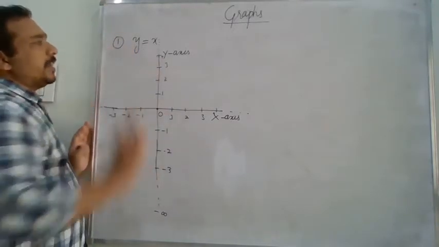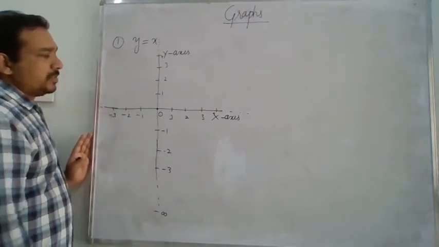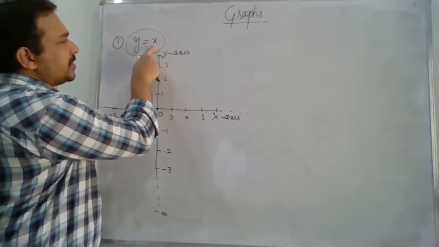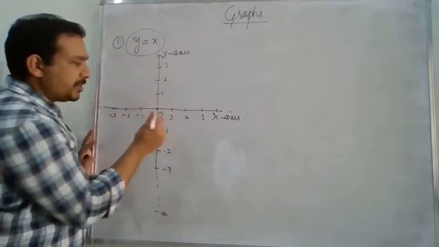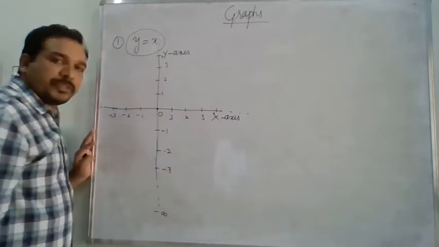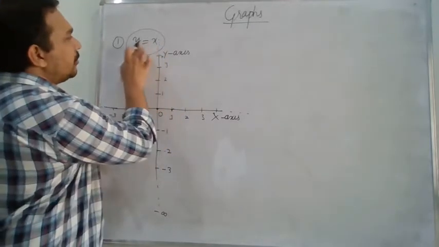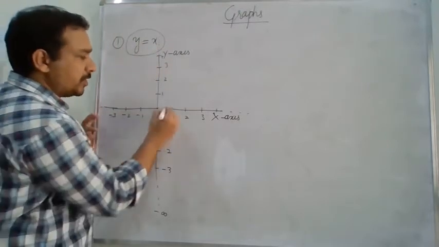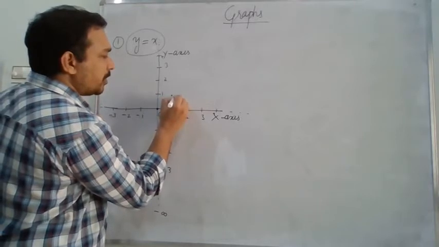Here y is equal to x is a straight line where we have to trace the points. See, if I substitute x equal to 0 inside this, if x is 0, what could be the y value? y is equal to 0. So the point is 0 comma 0. This is the point 0 comma 0. Next, if I substitute x equal to 1, then what could be the y value? y value is also 1. So the point is 1 comma 1.